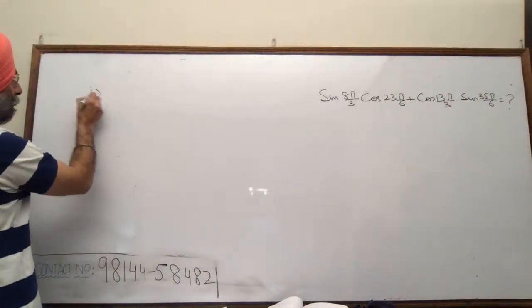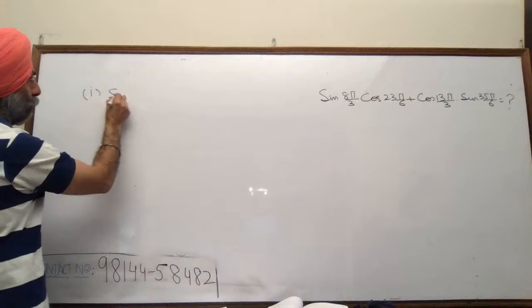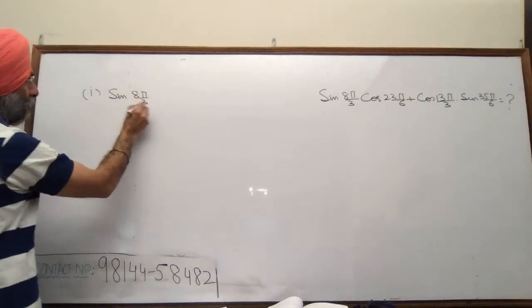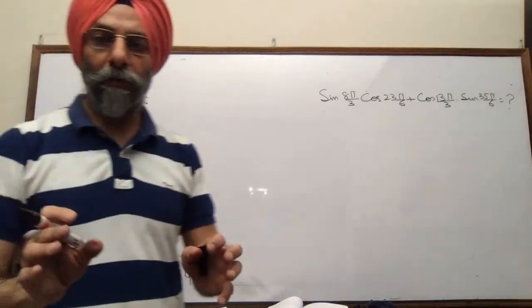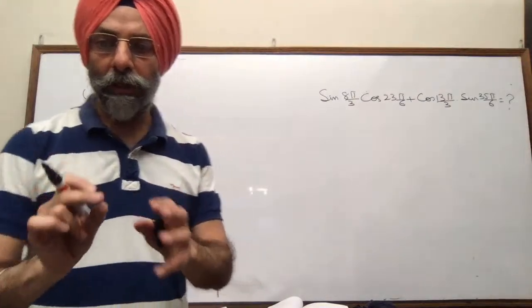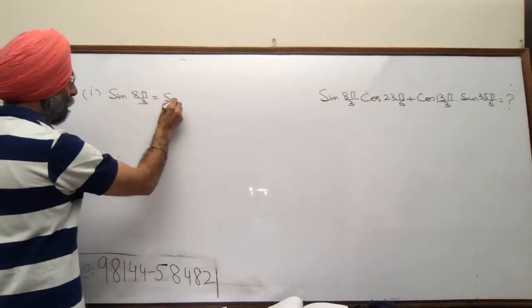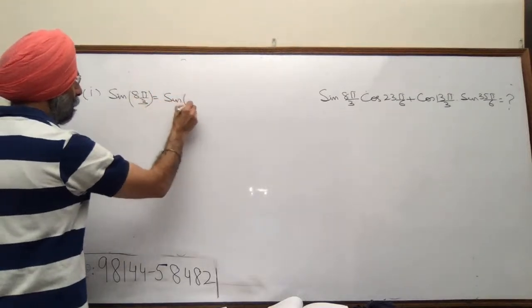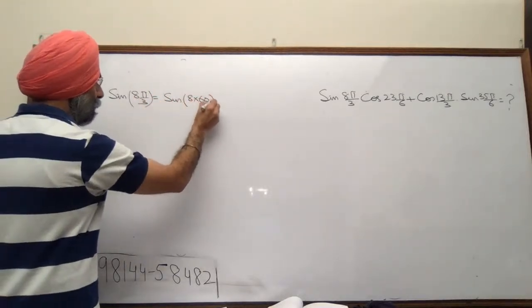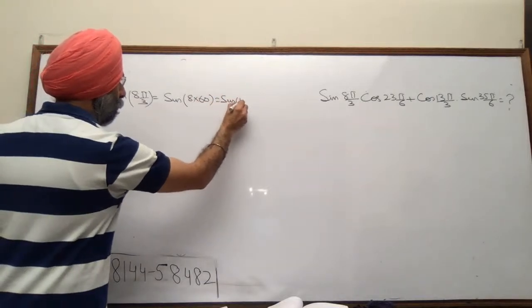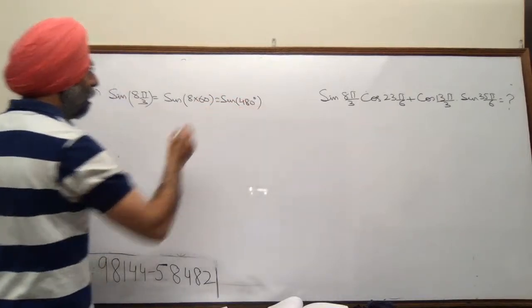The first one is sine of 8 pi by 3. So one by one follow each step, and check where your mistake is. So it can be written as sine of 8 into 60, that means sine of 480 degrees.